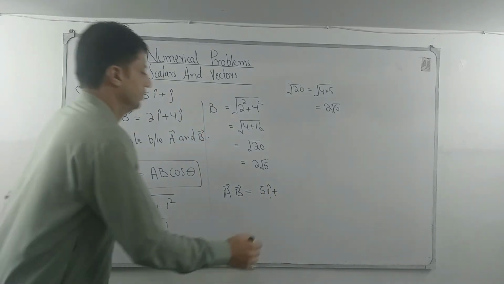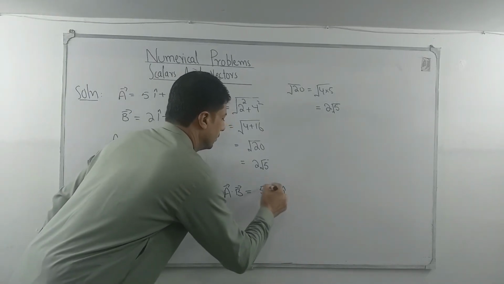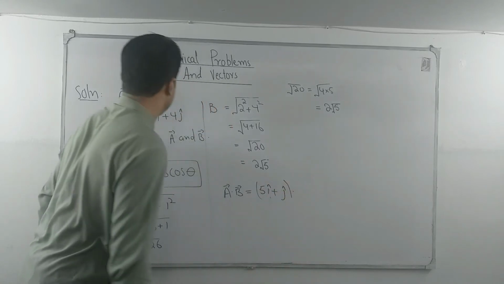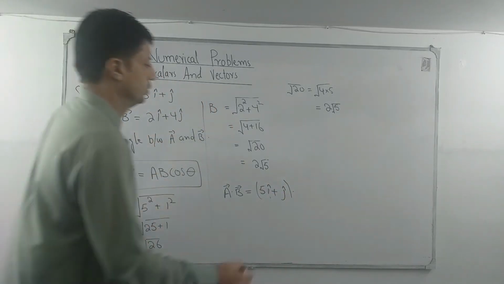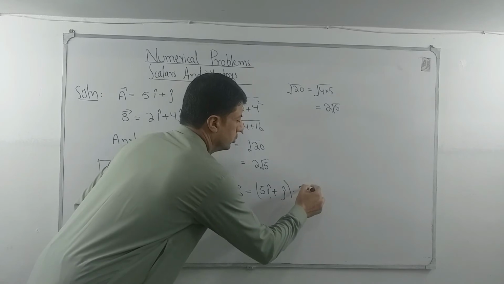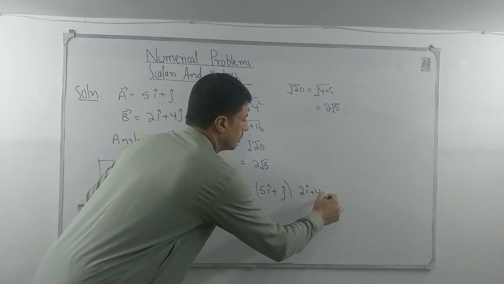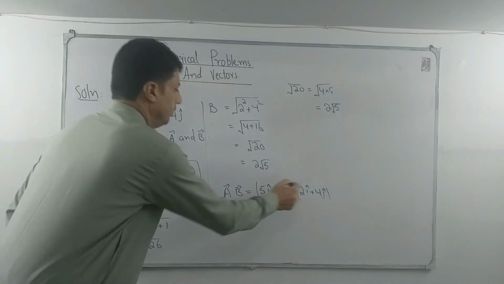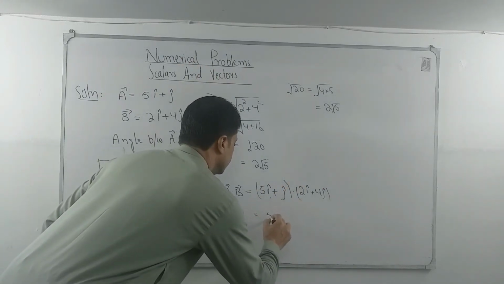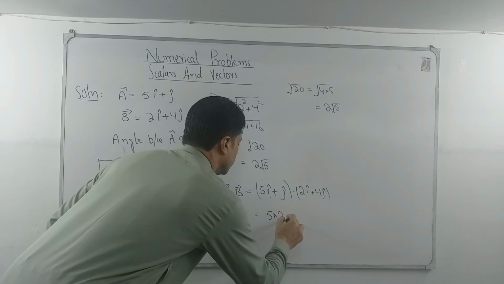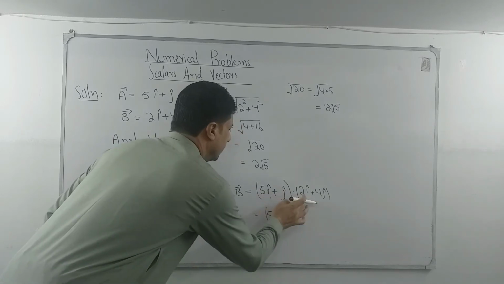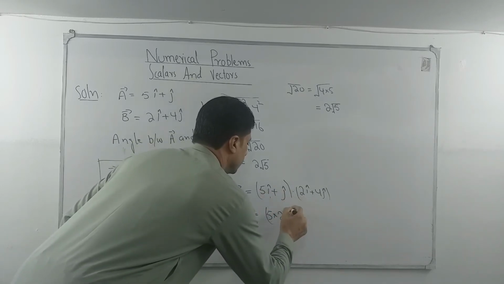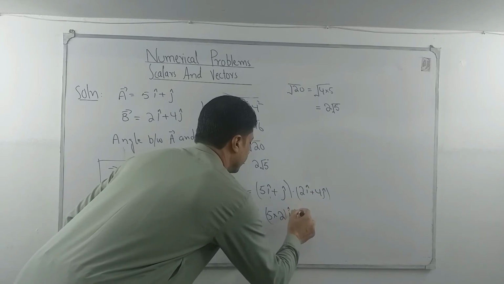So A dot B is (5i plus j) dot (2i plus 4j). Okay, 5 multiplied by 2, I dot I.